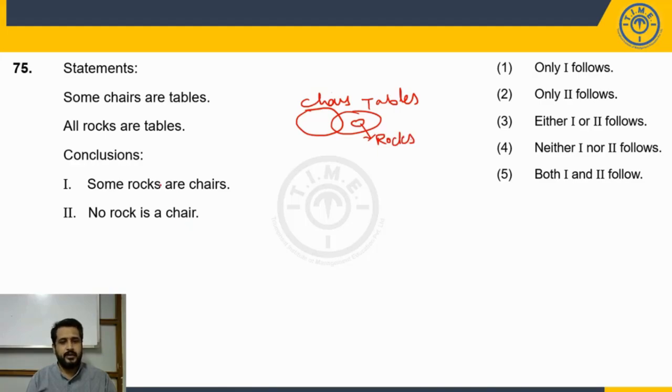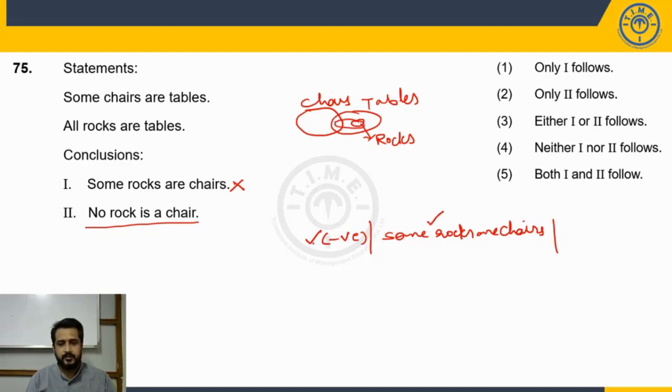Now let us look at the conclusions. Some rocks are chairs. Is it true? No. No rock is a chair. Is it true? Yes, true. But it is a negative conclusion. If the negative conclusion is true, we have to draw the alternate diagram using the complementary pair. What is the complementary pair for no rock is a chair? Some rocks are chairs. So let us try to draw some rocks are chairs. Can we draw without violating any conditions? Yes, we can draw like this. It will not violate any condition. So the complementary is true.